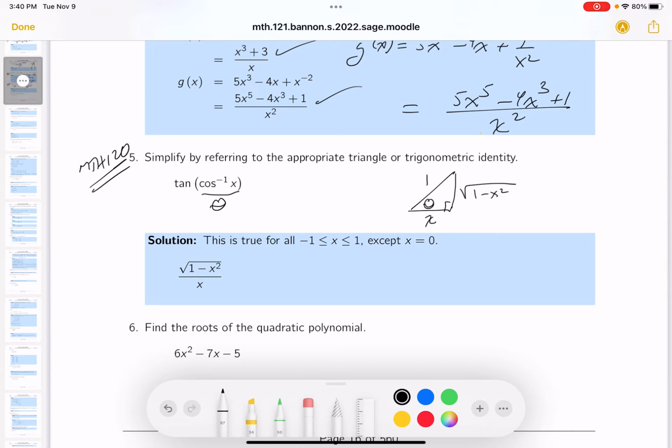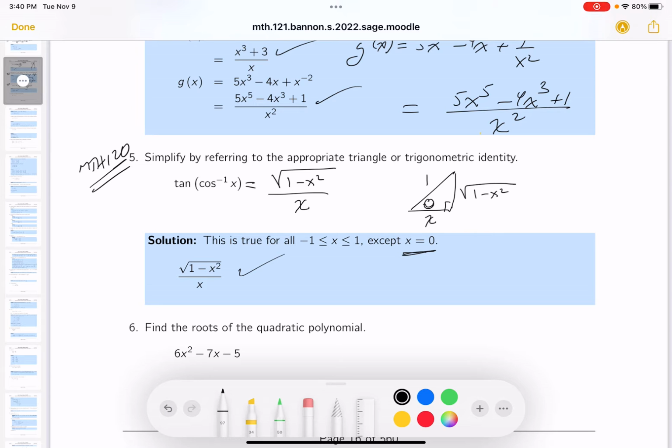Now, what's the tangent of that? I'll write that down for you. Let me erase this over here. The tangent of that angle theta is going to be, I'm looking at it, the root of 1 minus x squared over x. All right, and we're done. Look at the key. And they say this is valid for all numbers between minus 1 and 1, but it's not valid at 0. Not valid at 0.